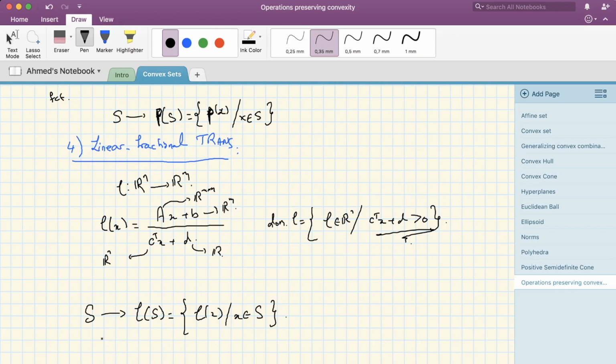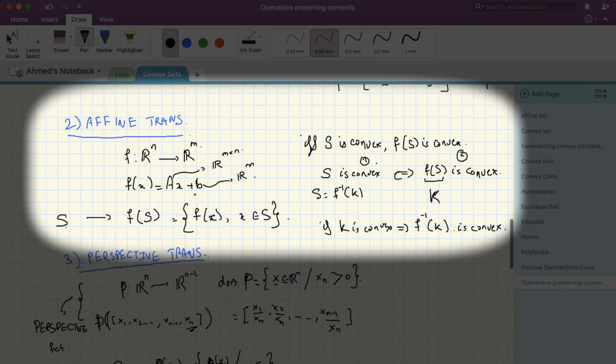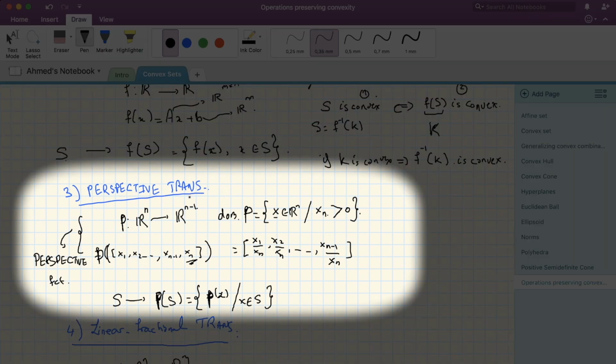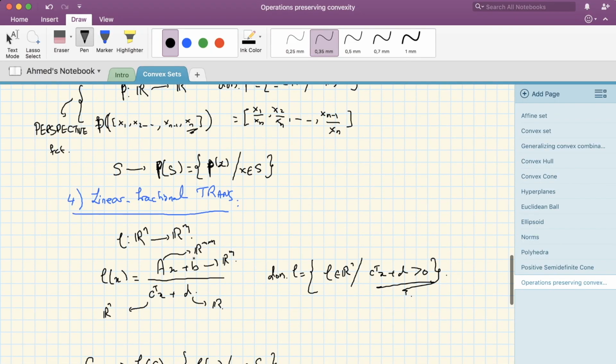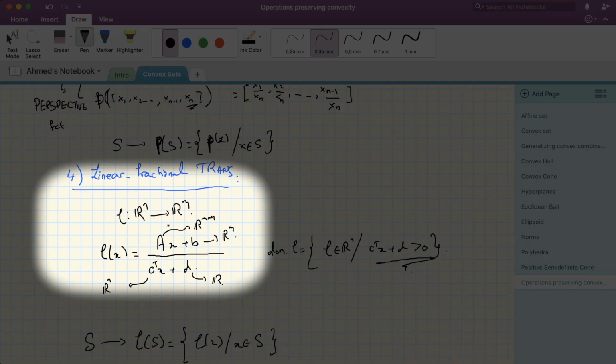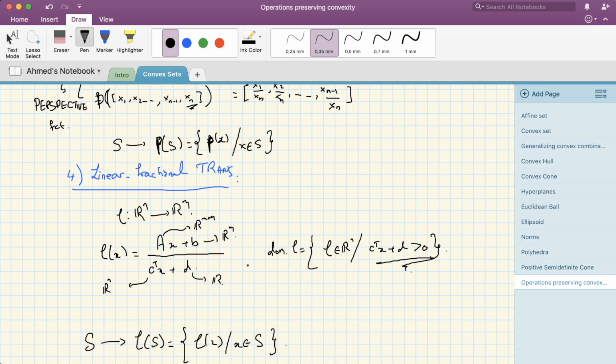So we saw three types of transformations that preserve convexity. The affine, which is a linear transformation. The perspective transformation, which is of course nonlinear. And the linear fractional transformation, which is of this form. It's a fraction. All such transformations preserve convexity.